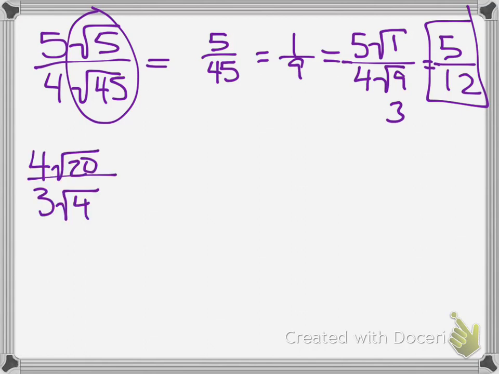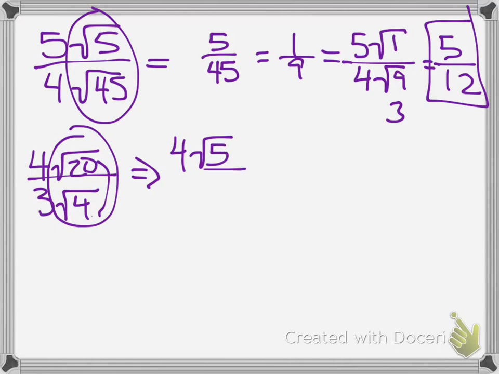Okay, so now we have something like this: 4 square root of 20 over 3 square root of 4. Again, focus on this part right here and say, okay, look, 20 divided by 4 is 5. Remember, if that's bigger, it's going to go up here. So this would be 4 square root of 5 over, say, 3 times 1 or whatever you want to put. And that's it, because again, it's okay to have a regular number on the bottom. That's fine.